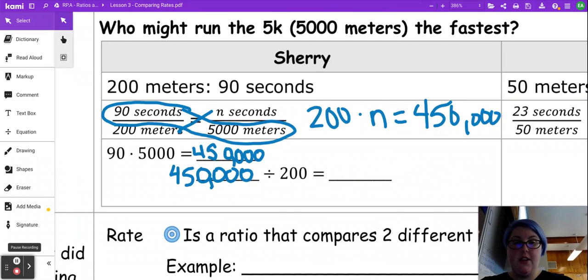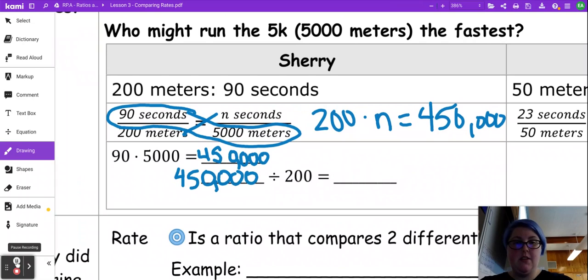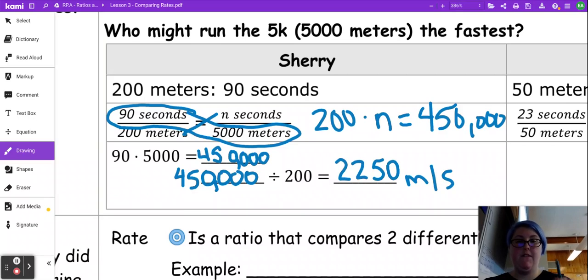So the answer is 2,250 meters per second. Job again. Figure out who is the fastest. Come and tell me for a sweet treat.